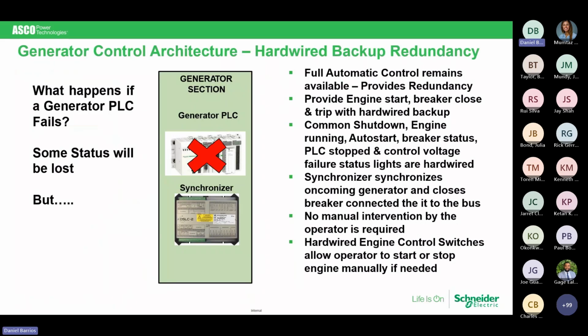So what happens if the generator PLC fails? Some status will be lost, but full automation still remains. The engine breaker will start and close because we are relying on the D-SLIC. Common shutdowns will still operate because they're hardwired into our system. PLC start-stop controls are hardwired, synchronizing on oncoming generators and close to the bus. All of that still operates. There is no manual intervention required by anybody, and the hardwire engine control switches allow the operator to start and stop engines manually if needed.